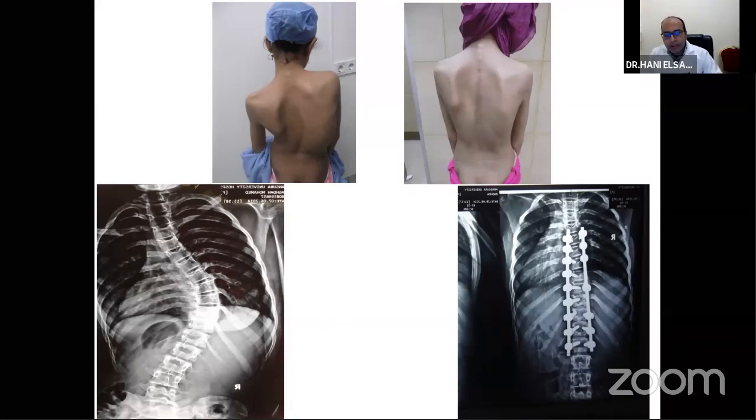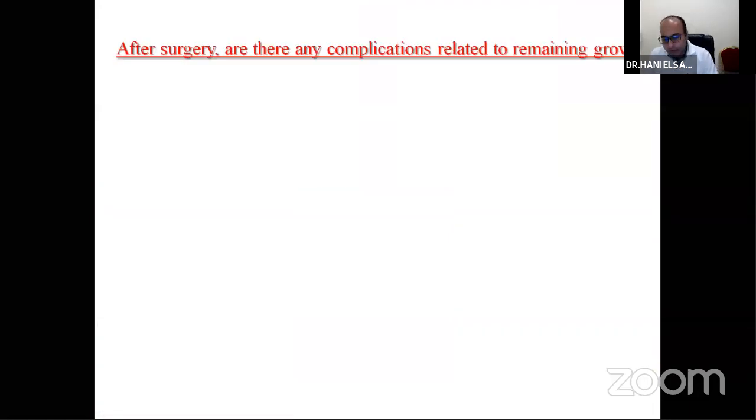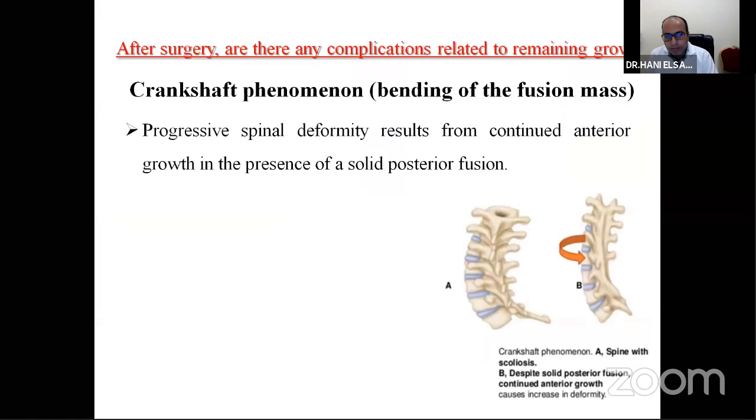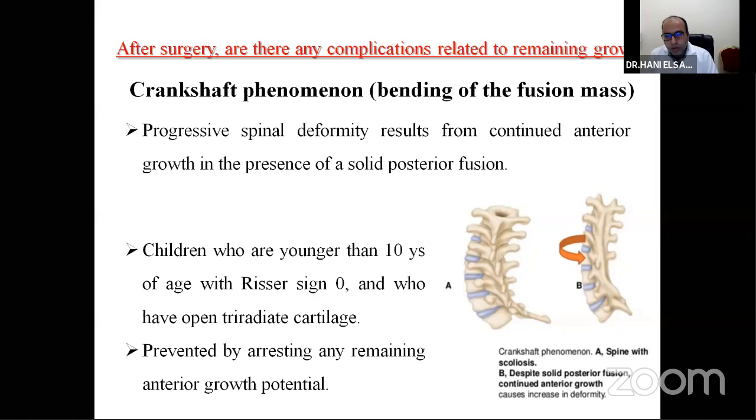After surgery, there may be complications related to remaining growth, of course. A common complication is the crankshaft phenomenon, or bending of the fusion mass. It means progressive spinal deformity results from continued anterior growth in the presence of a solid posterior fusion. It occurs when the surgery is done in children before the age of 10 years, with Risser sign 0 or still open triradiate cartilage. To prevent this phenomenon, we must prevent or arrest the remaining anterior growth potential.